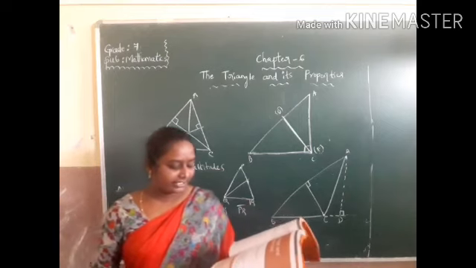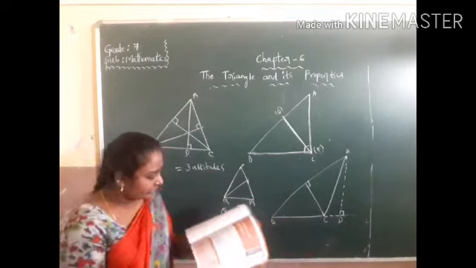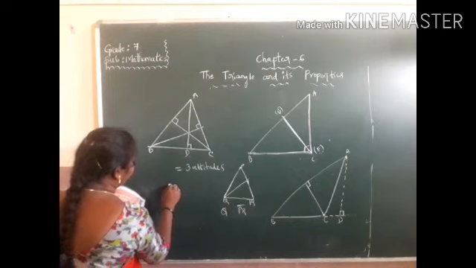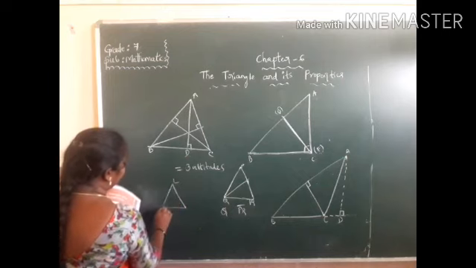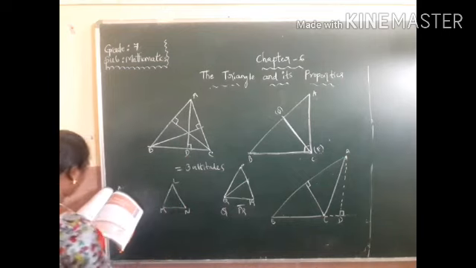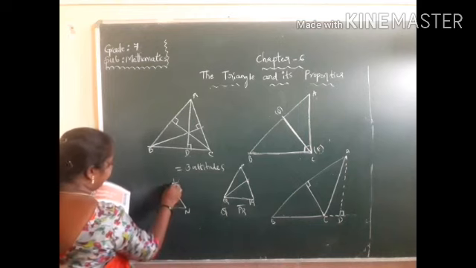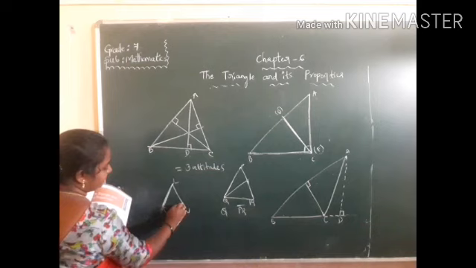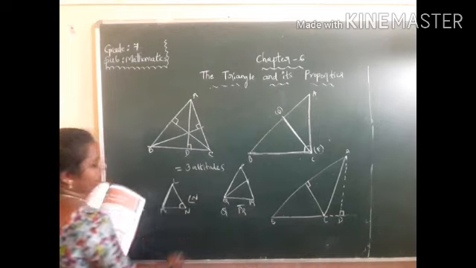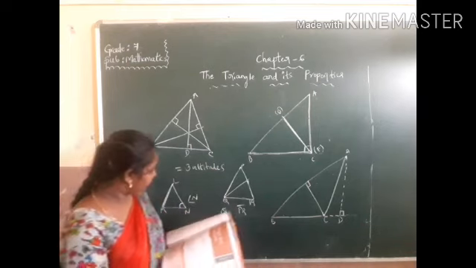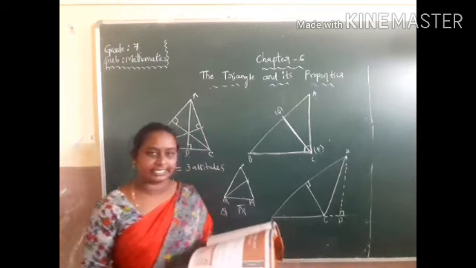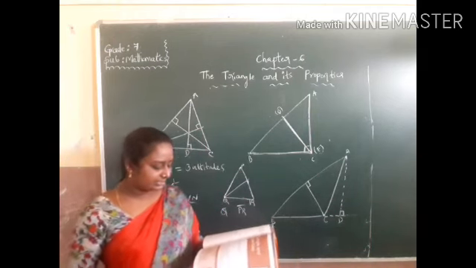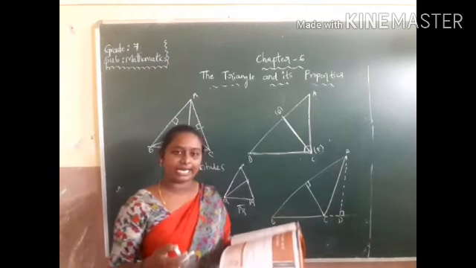Next, angle opposite to the side. Draw a triangle LMN. Angle opposite to the side LM. So side LM, what is the opposite angle? Yes, angle N. Angle N is opposite to the side LM.